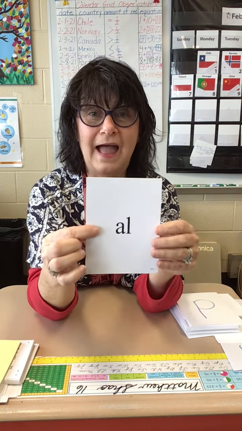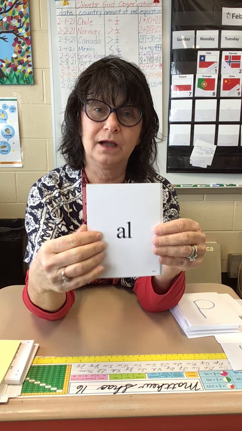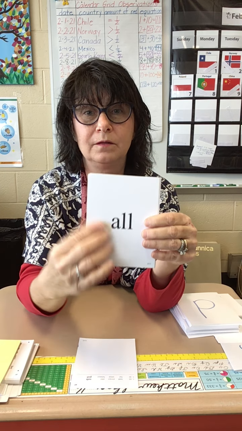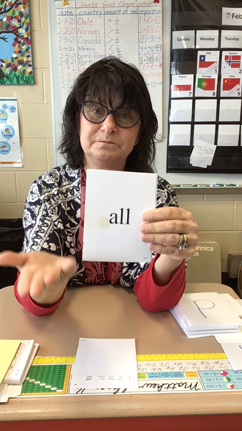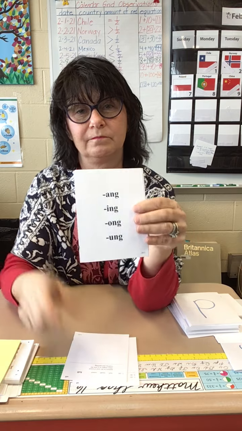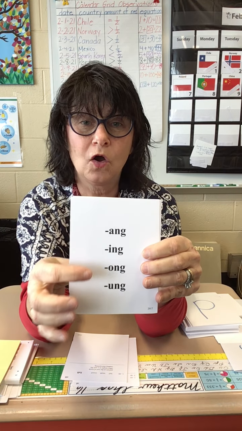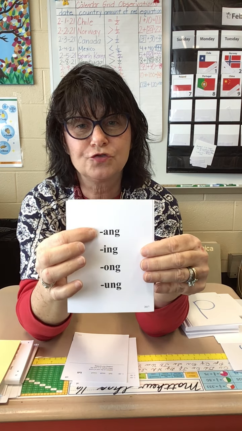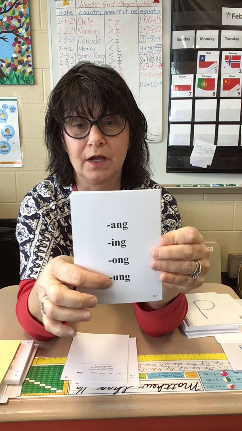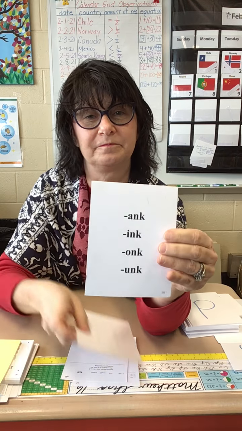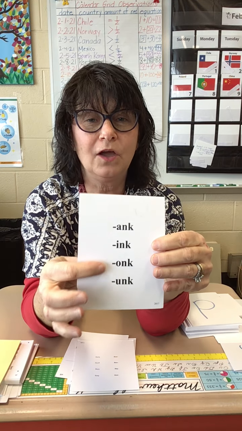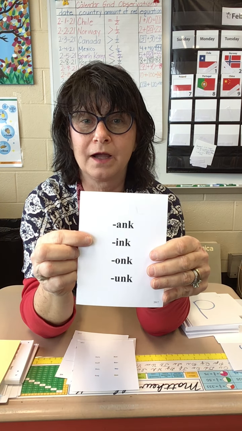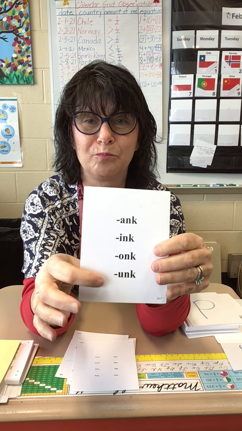All right. Ow, add a P. All, add a B. Ang, ing, ong, ung. Add a stra. Strang, string, strong, strung. Ank, ink, onk, unk. Add a bra. Brank, brink, bronk, brunk.